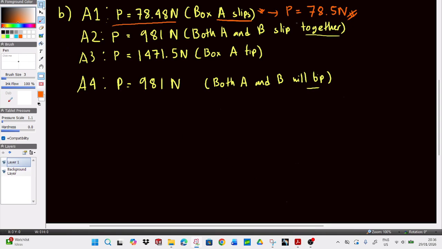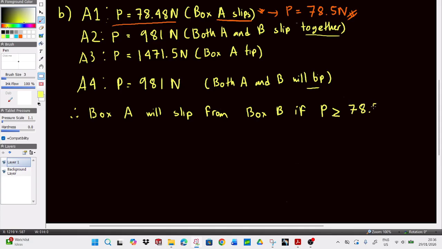So your answer should be: if force P were to exceed the value, box A will slip from box B if P is greater than or equal to 78.5 newtons. So this is basically the final answer for question B.